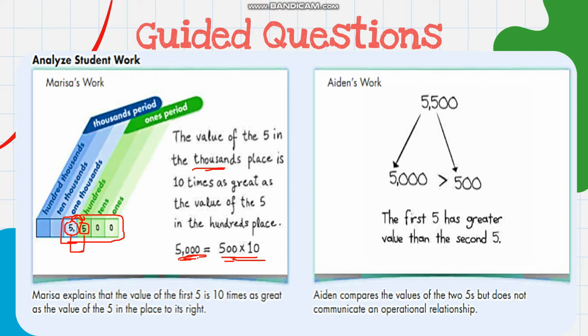For Aidan's work, Aidan compares the values of the two 5s. So he compared 5,000 is greater than 500 by finding the value, because the value of the first 5 is 5,000 and the value of the second 5 is 500. So the first 5 has greater value than the second 5. So Aidan compares the values of the two 5s but does not communicate an operational relationship, unlike Marisa.